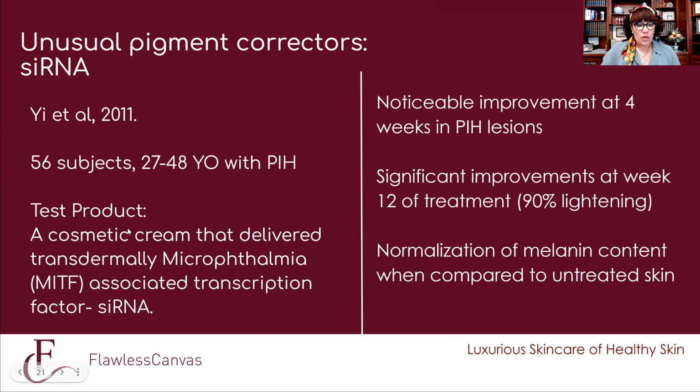The test product was a cosmetic cream that delivered siRNA against MITF, which is one of the key transcription factors associated with melanin production. What they observed was a noticeable improvement at week 4 in the color of the PIH areas, and a significant improvement at week 12 of the treatment, with 90% lightening. So you almost resolve this in 3 months. And what was very interesting to me is that they showed normalization of melanin content when compared to untreated skin. So you take this back to normal, which is great.